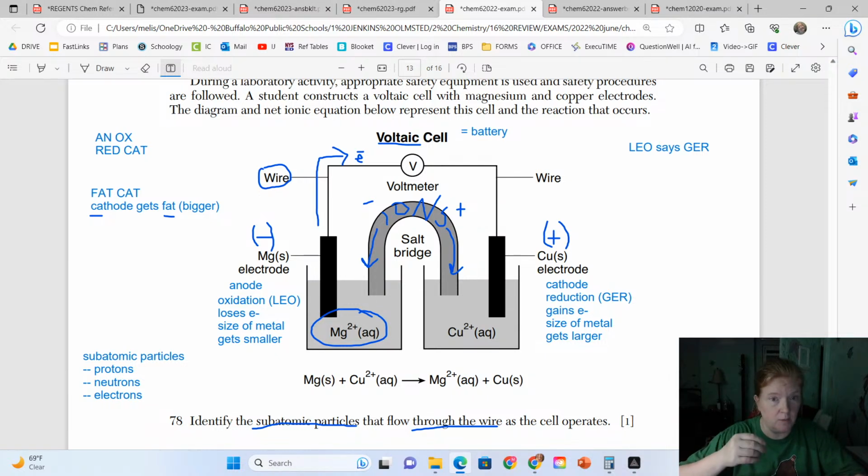So they're going to ask the question, either what moves through the salt bridge or what moves through the wire. So through the wire, it's electrons. Through the salt bridge, it's ions. Okay? And the electrons go from anode to cathode. Since I labeled magnesium as the anode and copper as the cathode, it goes from anode to cathode. So what is the direction of electron flow? Anode to cathode, always. Okay.